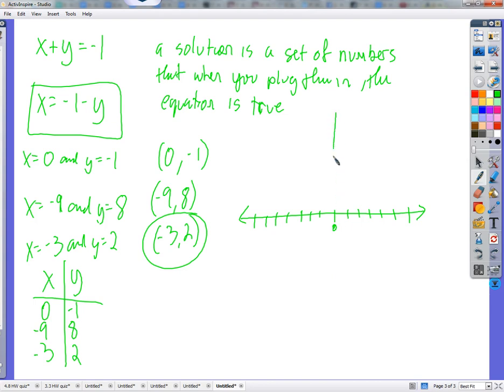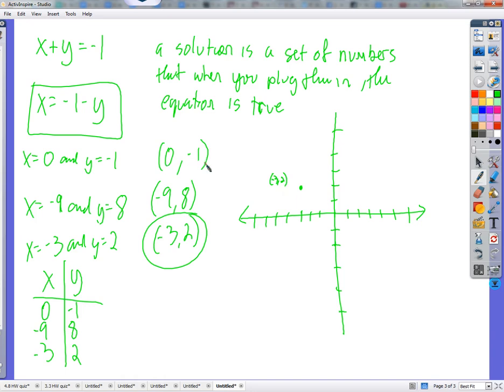Okay? So go negative 3 for x, and then if we go in the positive direction, if we let up be the positive direction, this is natural. Put a point right there. Negative 3, 2. So by putting a point at the intersection of x is negative 3 and y is 2, it tells us that for this equation, when x is negative 3 and y is 2, the equation is true.